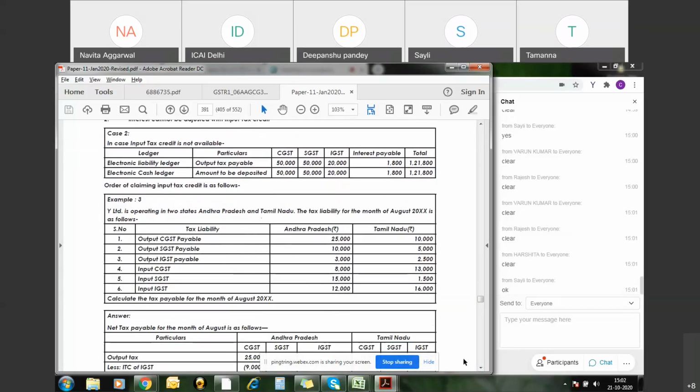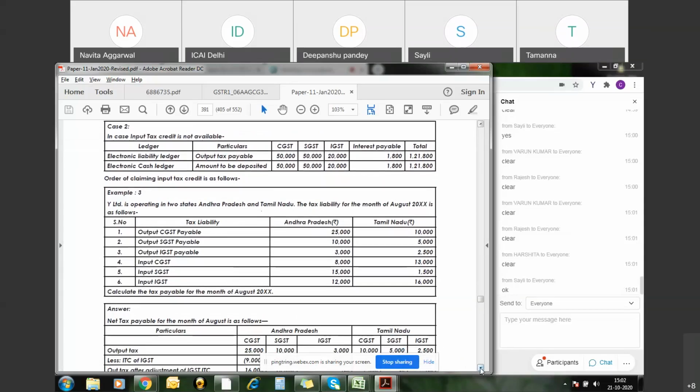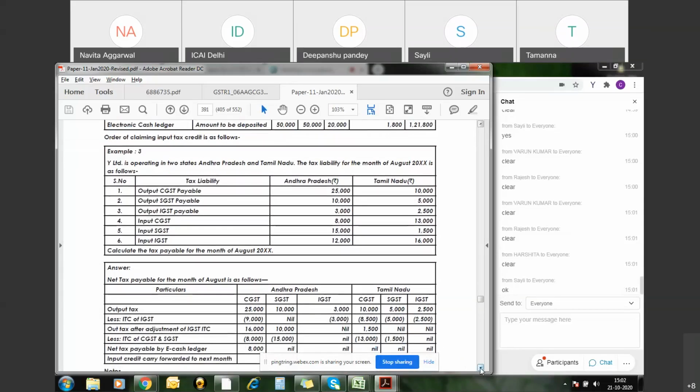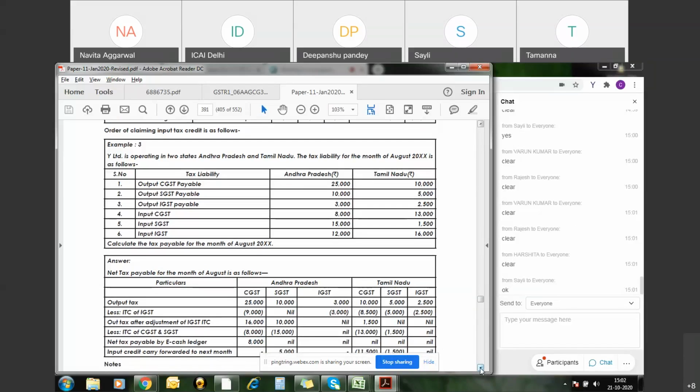Now, they have given an example where you will see how the order of utilization is being followed. Every illustration is trying to explain a certain sort of scenario. If a question comes which is covering all such scenarios, you have to act accordingly and come to the answer.